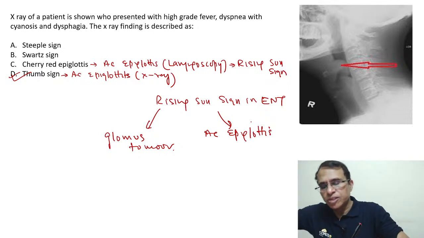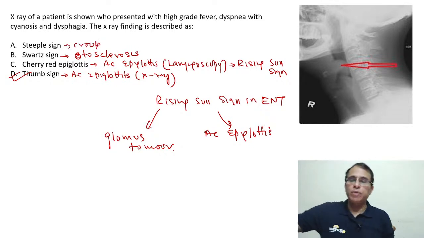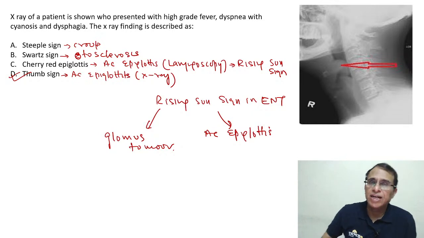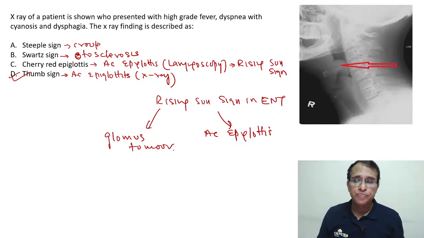Schwartz sign we just discussed is seen in otosclerosis, and steeple sign is seen in croup. Steeple sign is also a very popular MCQ. In fact, last year in NEET PG they had asked about steeple sign. Those who wrote last year's NEET PG or those who are solving last year's MCQs will know that they had asked steeple sign last year.